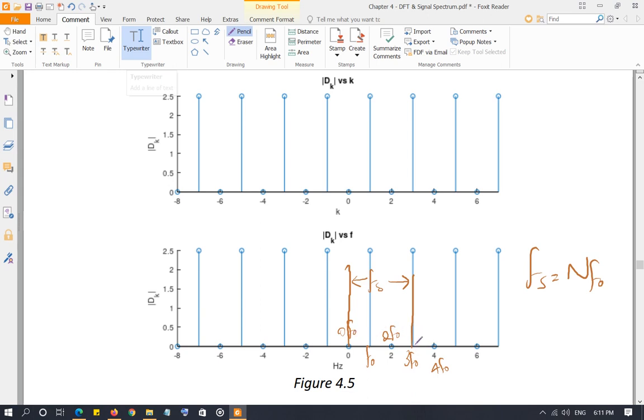Sorry, 4 times f0 over here. I made a mistake over here. Let me go back real quick and clean that up. This is part of the cycle. So that's going to be from here to here, sorry, 4f0. This will be the sampling frequency over here.